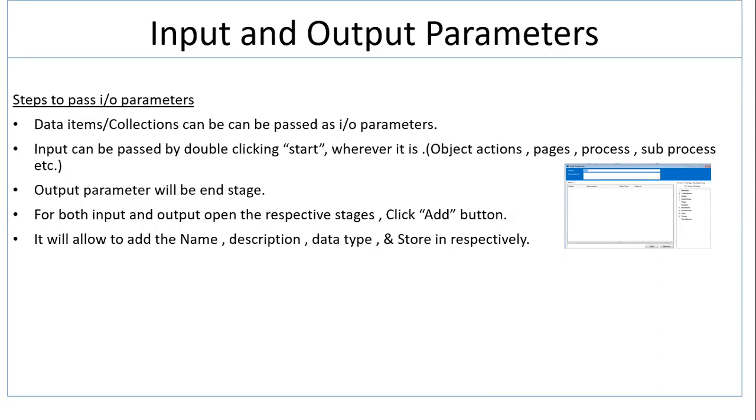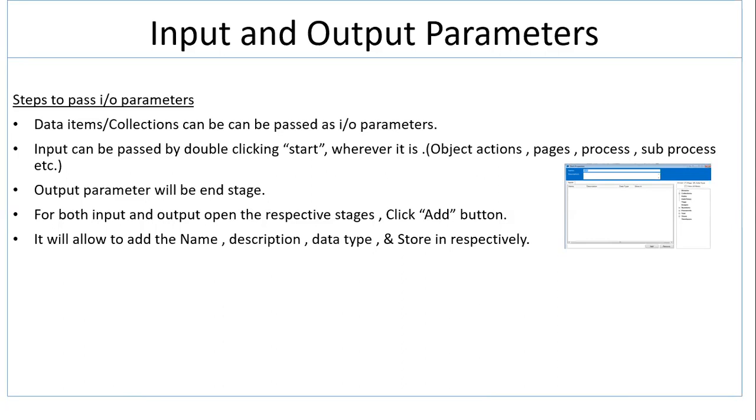Output parameters, in the same way, you can add at the end stage. For both input and output, open the respective stages and click the add button. You will have an add button in your stage properties, and it will ask you to enter the details: the store in place, in which data item it's going to get stored, and what the name of it is. It will allow you to add name, description, data type, and store in respectively. As I explained, it's going to ask you for the corresponding details for each and every section.